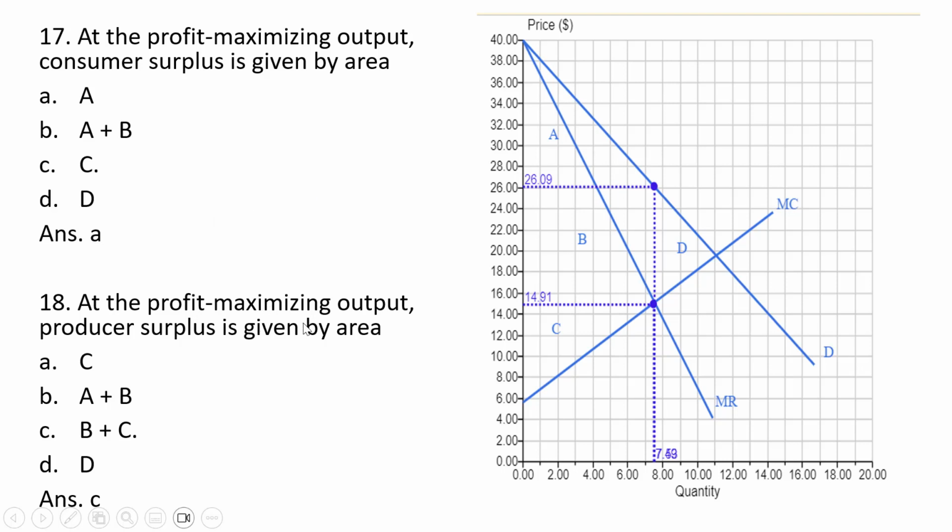And question 18, at the profit maximizing output, producer surplus is given by the area. It's going to be the difference between the price and the marginal cost curve up to the profit maximizing output. So we've got area B, which is this rectangle, plus area C, which is this triangle. So area B and C, so answer C is correct. Okay, that's it.